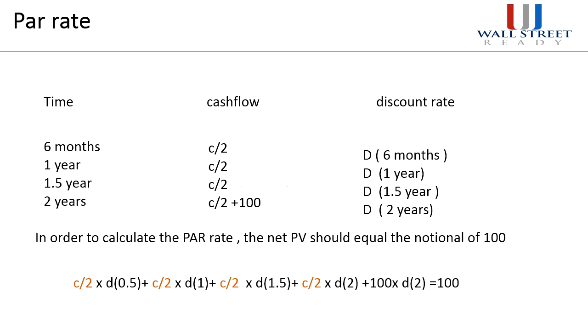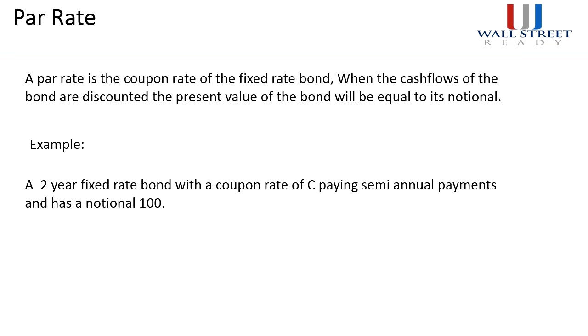Remember, when we talk about par rates, the par rate is basically the coupon rate of the fixed rate bond. The par rate is simply the coupon rate of a fixed rate bond when, if the cash flows of the bond are discounted to the present value, the bond's price will be equal to its notional.